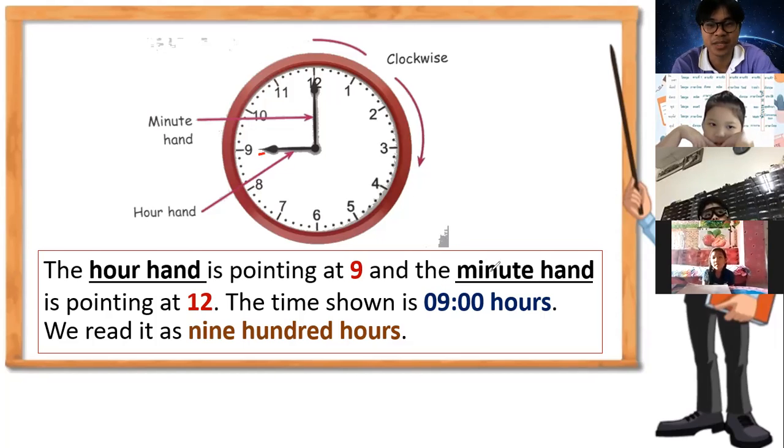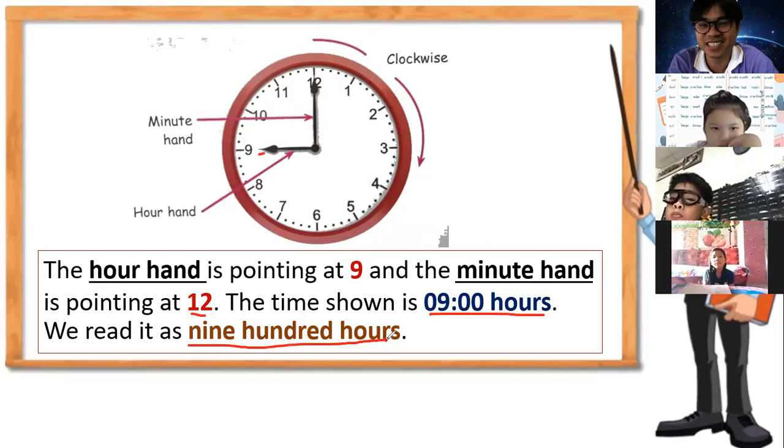And the minute hand, this one, is pointing at 12. So the time shown is 900 hours. We read this as 900 hours. 9 o'clock. If it is morning, 9 a.m. We will learn that this afternoon.